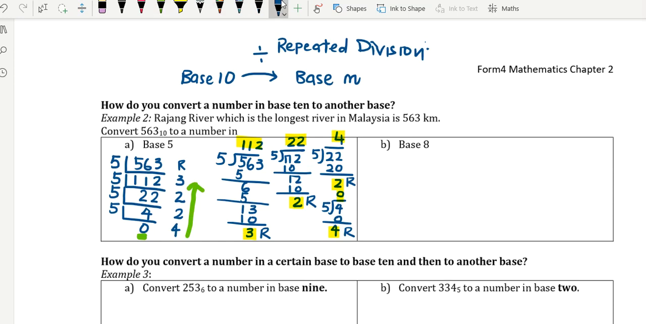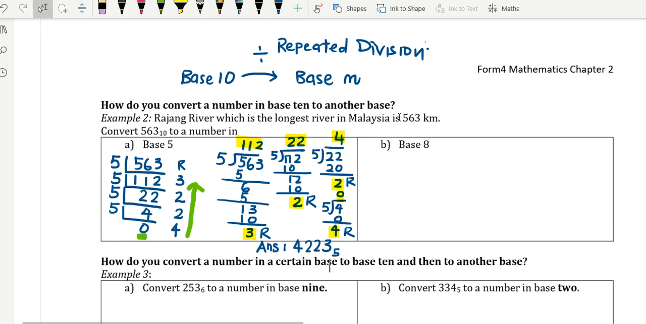Final answer equals to... I write it down here: 4223 base 5. I read my answer from bottom to the top: 4223 base 5. Let's go back to repeated division.